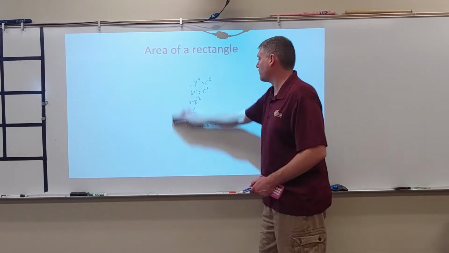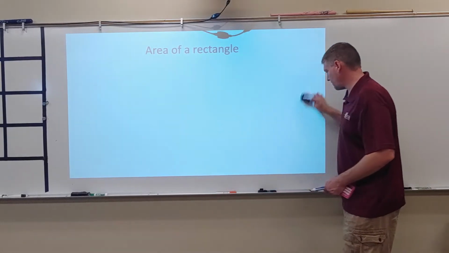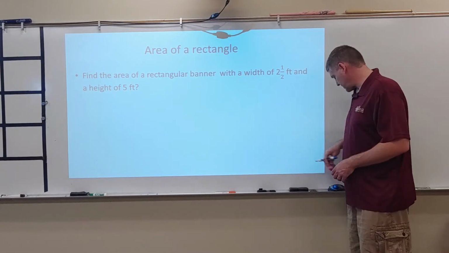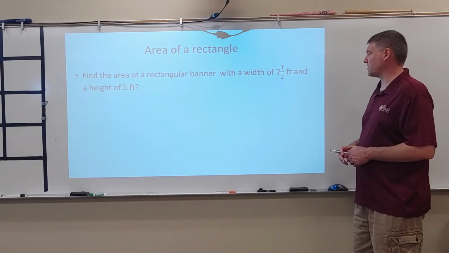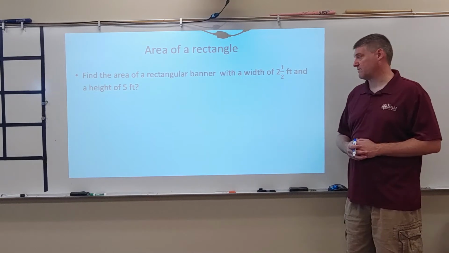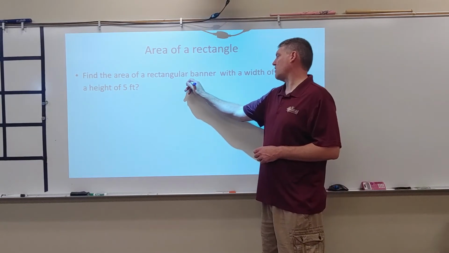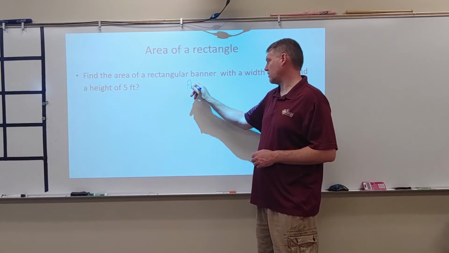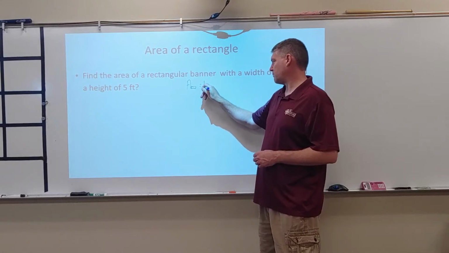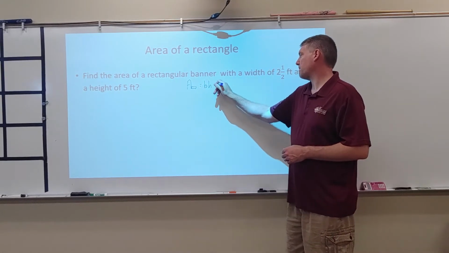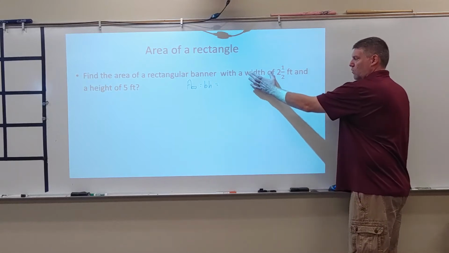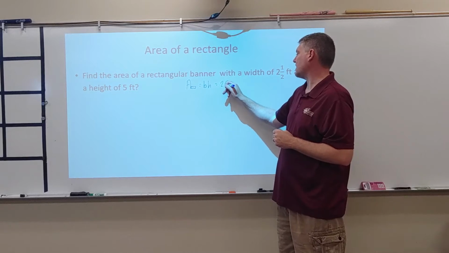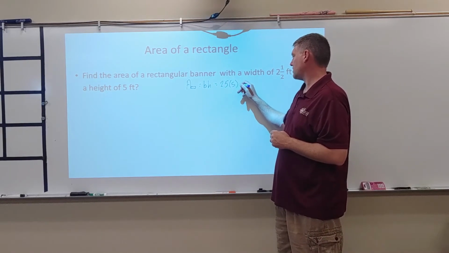Now the area of a rectangle. So we're going to find the area of a rectangle. It says the area of a rectangular banner with a width of 2.5 feet and a height of 5 feet. If you remember, the area of a rectangle is base times height, or width times length, however you want to look at it. So I'm going to plug in here 2.5 times 5.